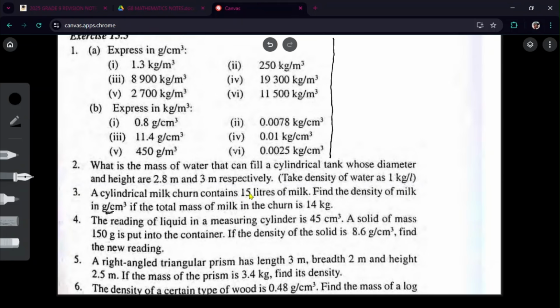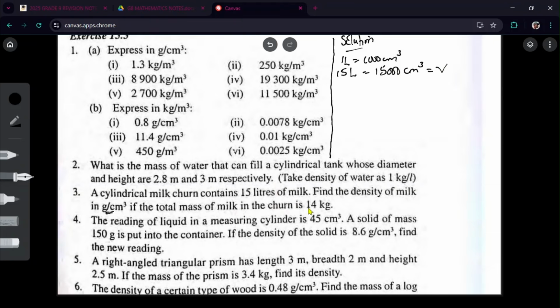Now, if they want me to have the density in grams per centimeters cubed, then I need to look at these units. So these are 15 liters. I can convert them into centimeters cubed. I know that 1 liter is the same as 1,000 centimeters cubed. So what about 15 liters? You multiply 15 liters by 1,000, which is the same as 15,000 centimeters cubed. So I have converted 15 liters into centimeters cubed, and this one becomes our volume.